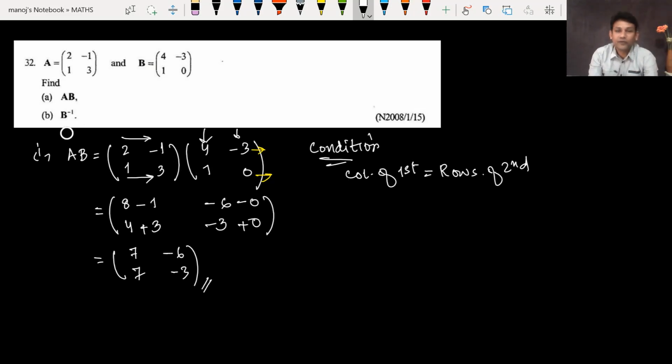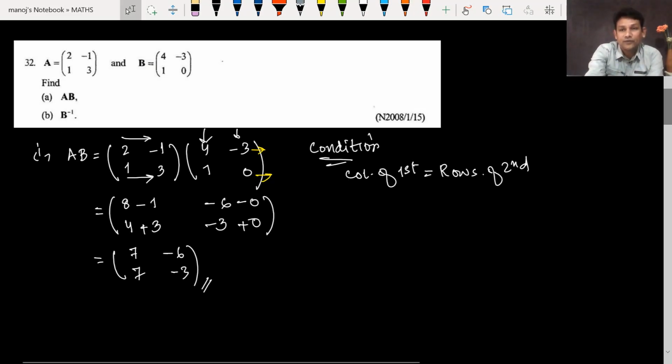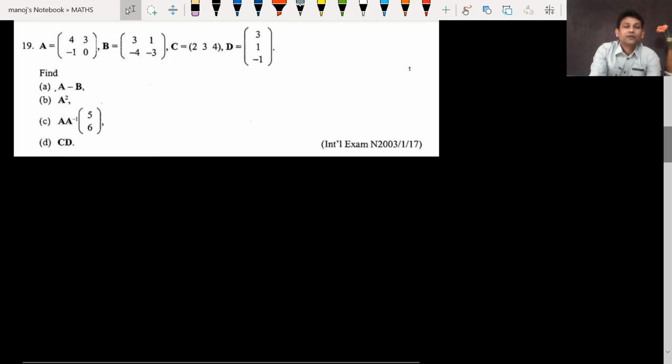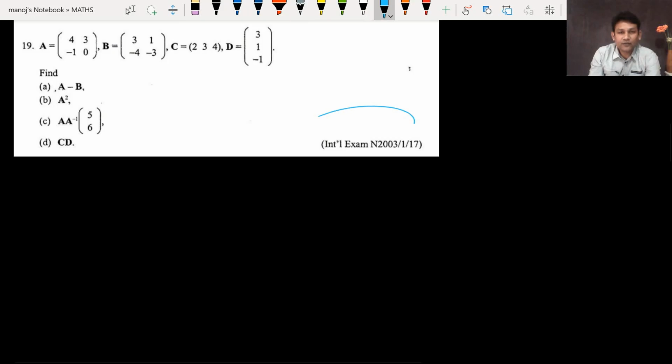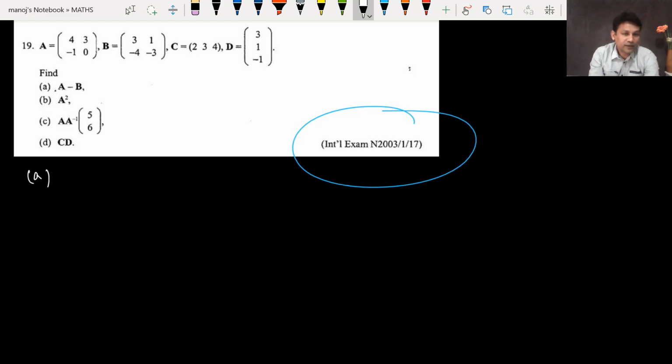Okay, what about B inverse? We have already done it in the last question, so I think you should just try yourself. Okay, I have selected some very important questions that will definitely help you in the examination, like we normally have in paper 1, the internal examination of CAIE, November 2003. In this question, A minus B, I think you can do the subtraction. I am writing the direct answer, okay?